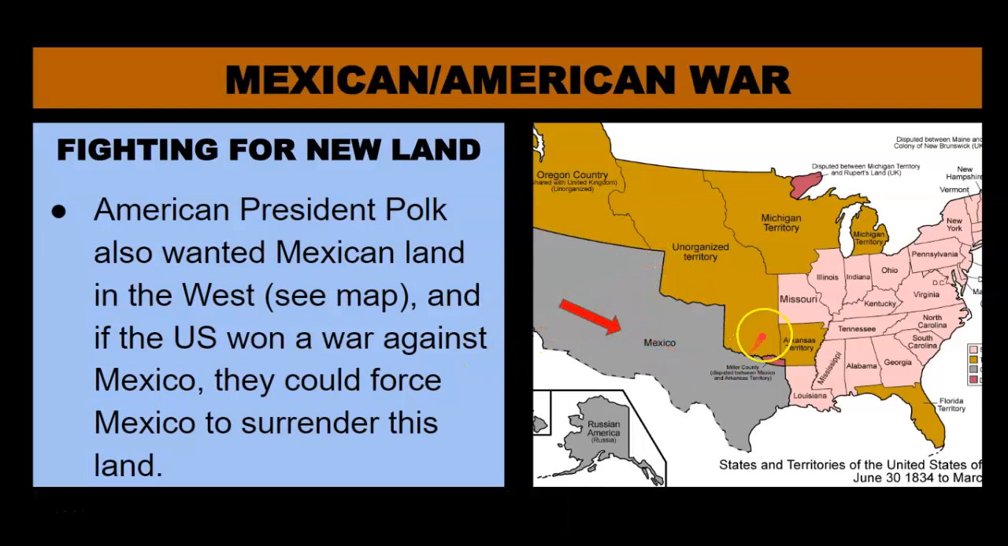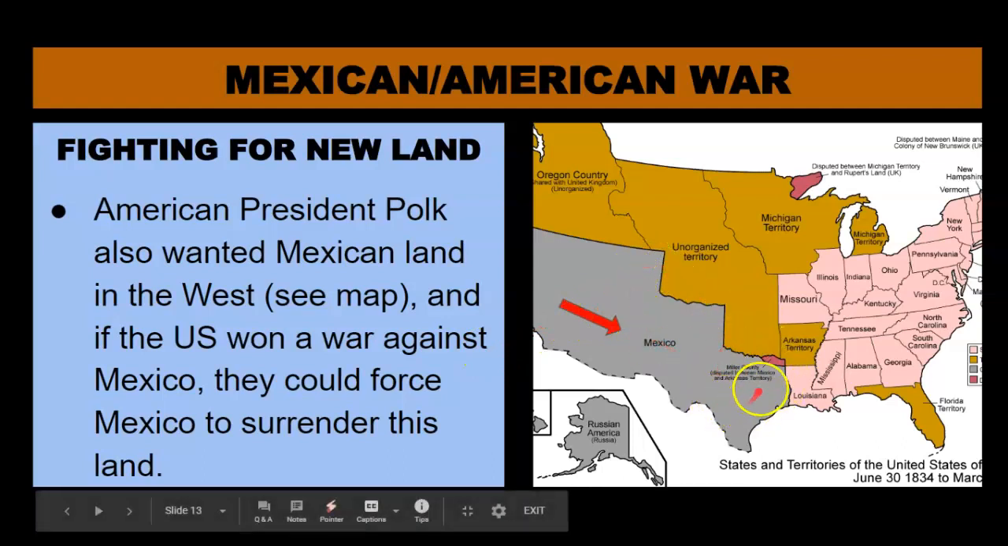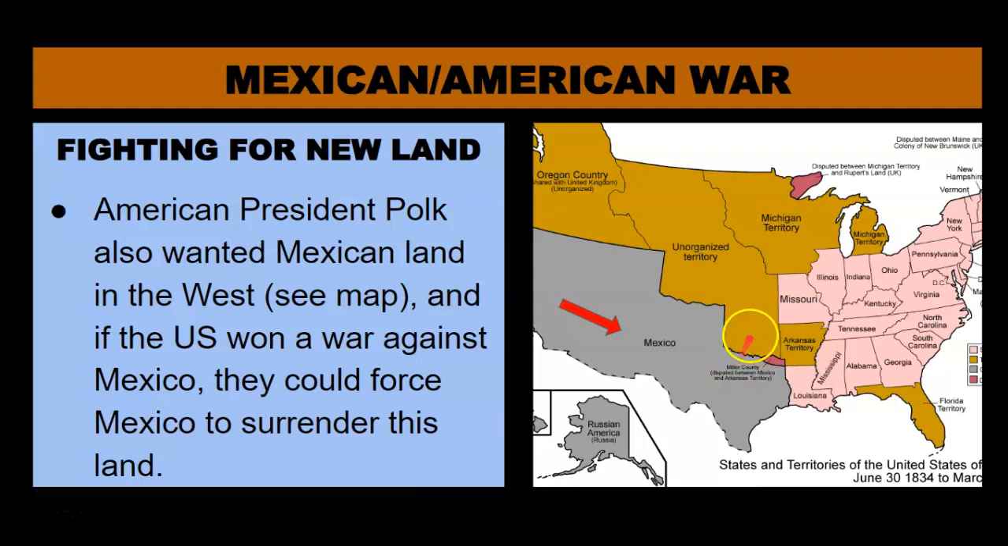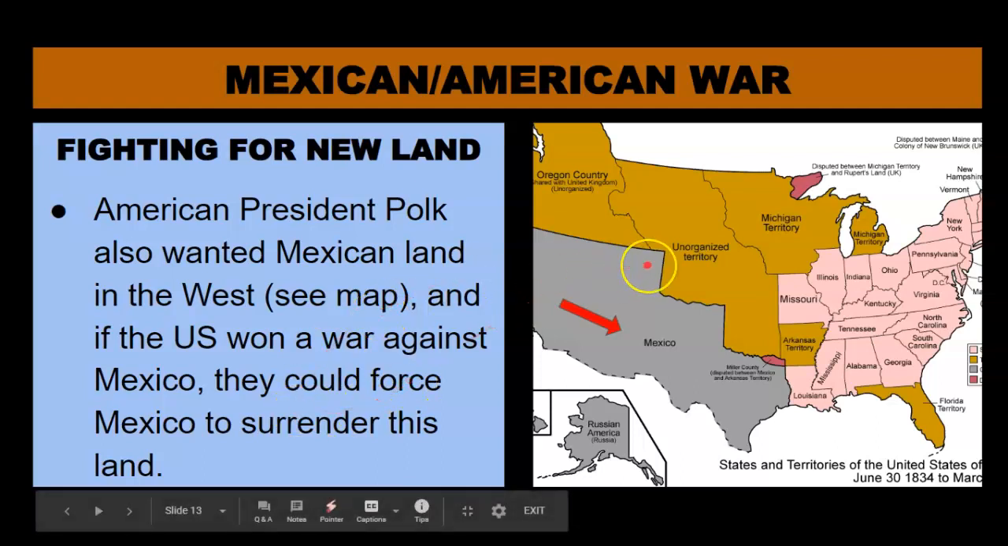So not only was it the killing of the 51 Americans in Texas that triggered war, it was also the desire to go to war against Mexico in the hopes of defeating Mexico and getting all this Western land. That would add a great economic benefit to the United States. So back to our question, for what reasons are wars fought?